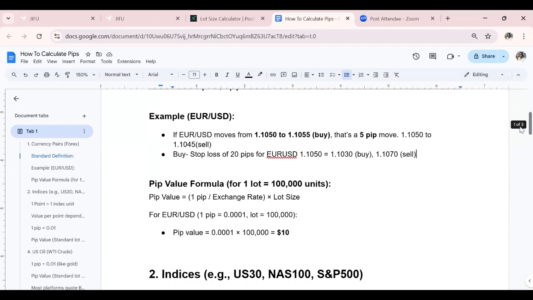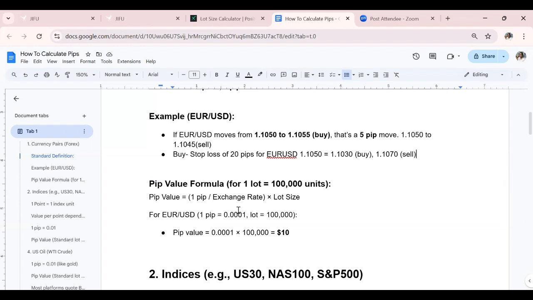Now, the other thing, for knowledge's sake, and this is because I'm teaching you based on what you demanded. I wouldn't start teaching beginners all this stuff. So this pip value formula, if you want to know how much a pip is worth in dollars: your pip value is 1 pip divided by the exchange rate, times the lot size, right?